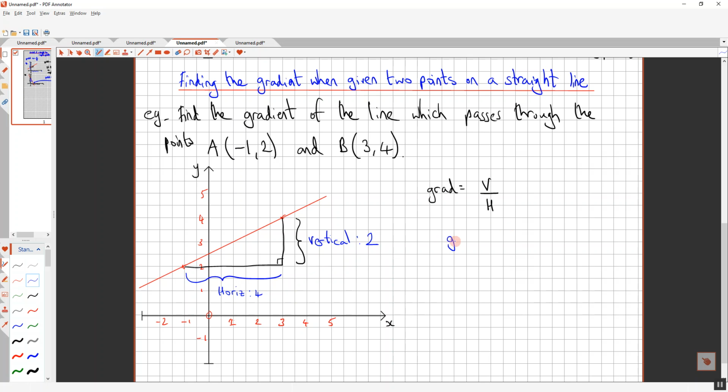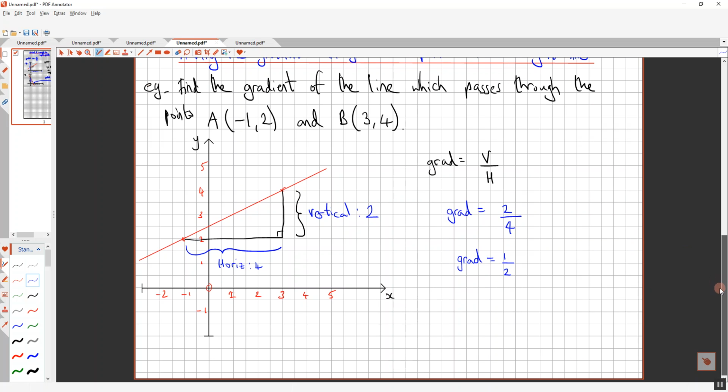So I can put this into my formula for my gradient. My gradient is vertical, which is 2, divided by horizontal, which is 4. And if we simplify that, what number goes into both 2 and 4? 2 does, so 2 divided by 2 is 1, 4 divided by 2 is 2. So the gradient is 1/2. And remember, this line is sloping upwards, so it just stays positive.